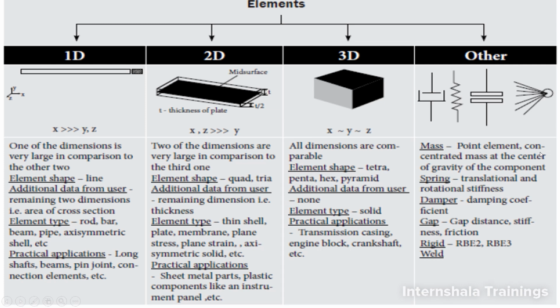And other sorts of elements exist like mass element, spring element, damper element, gap element, rigid element. So these are all different elements that are used to simulate either mass, the stiffness of a spring, or a spot weld and other sorts of things.